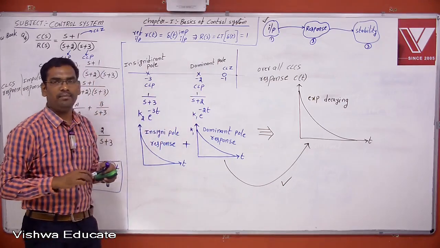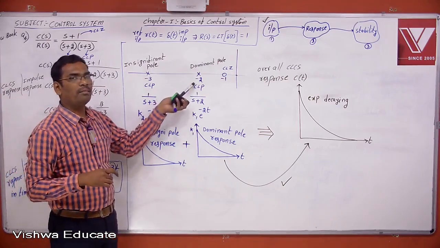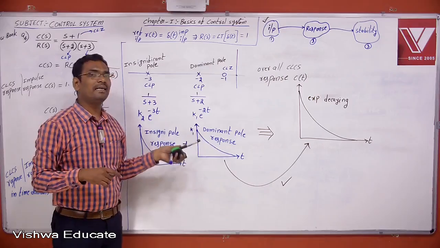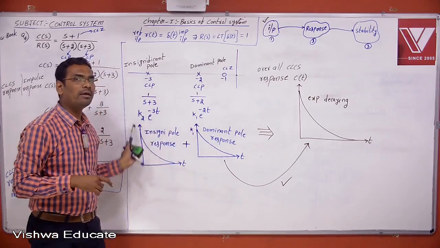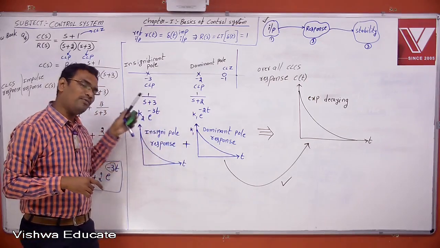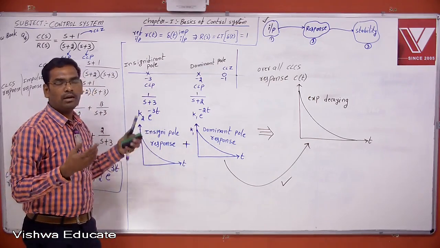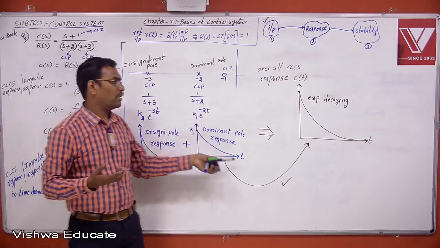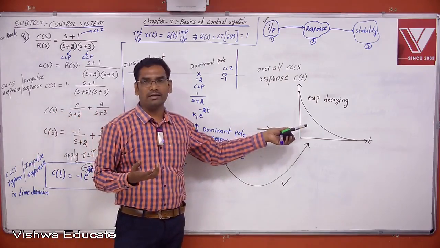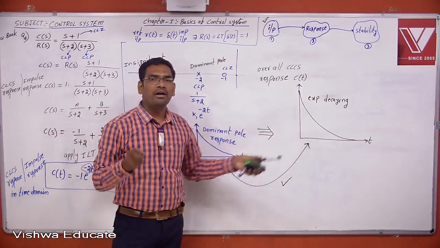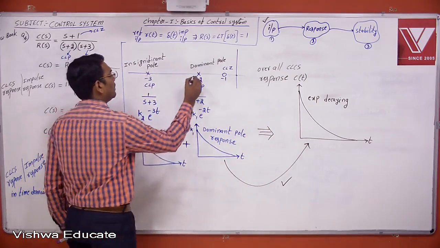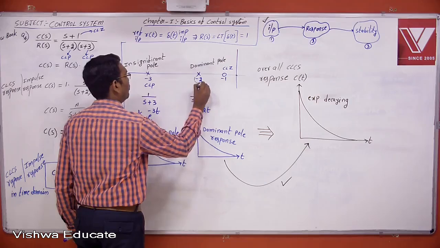You decide. Obviously it should be the dominant pole, because the overall closed loop control system response is decided from the dominant pole. Whether you consider the insignificant pole or not, it is not a problem, not an issue. The dominant pole response is not disturbed. Therefore, the overall control system response is also not disturbed. Therefore, for finding the system time constant, we have to consider the dominant pole only.